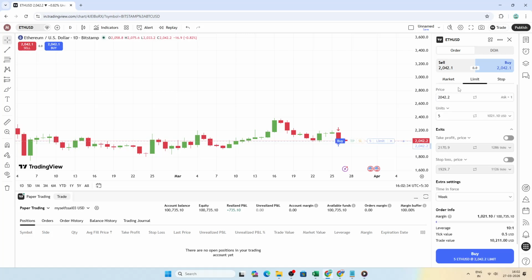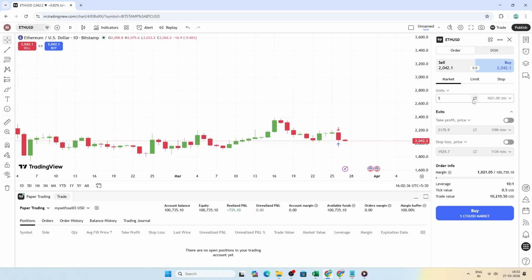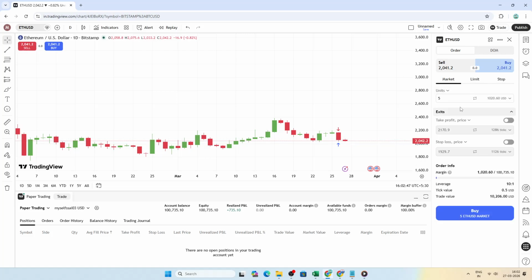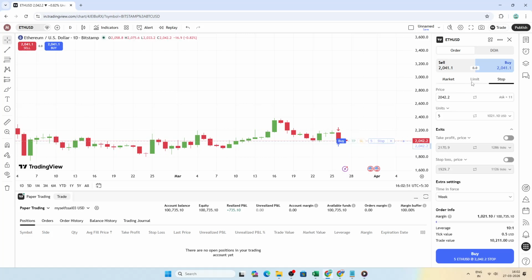Market orders fill immediately at the best available price. Limit orders wait for a specific price you set. Stop orders trigger once price reaches your stop level, converting into a market order. Stop limit combines both, triggering at your stop and then placing a limit at your chosen limit price.